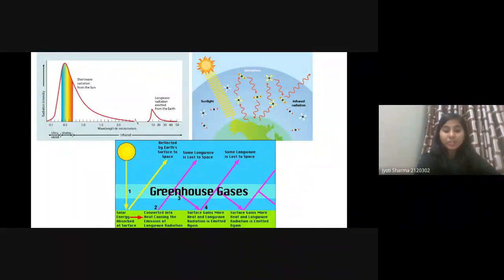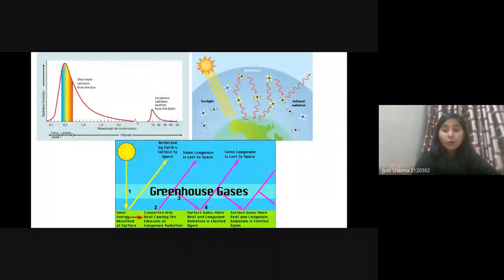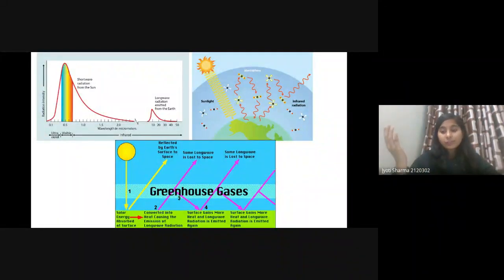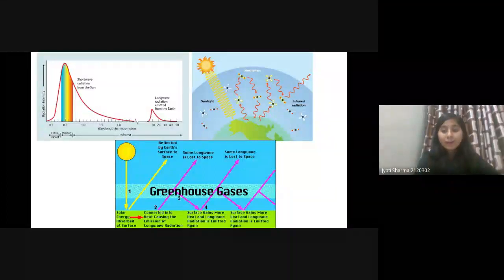the light as long wave radiation, and this long wave radiation will again be absorbed by the greenhouse gases, and this will again be given back to the surface of the earth itself, and this will be the cycle: absorption of the long wave radiation by the greenhouse gases, radiated back to the surface, and this cycle will go on. So very little radiation will go back to space, and that's why if there is more radiation in the atmosphere, that will give you higher energy, higher temperature, or higher heat.